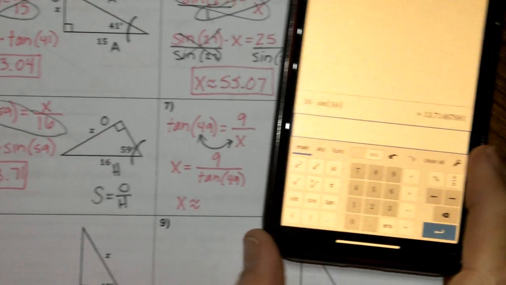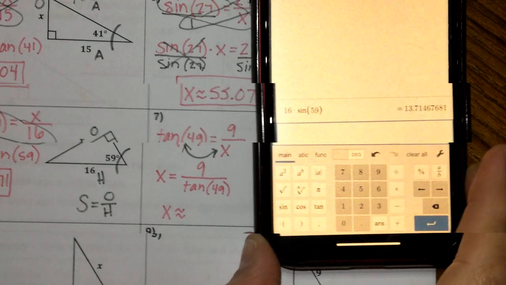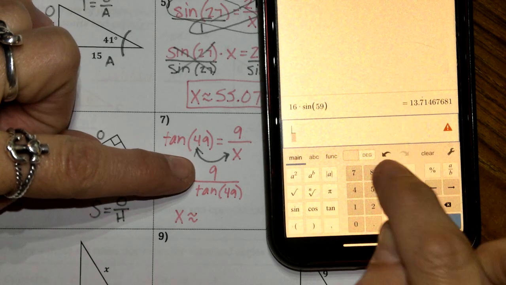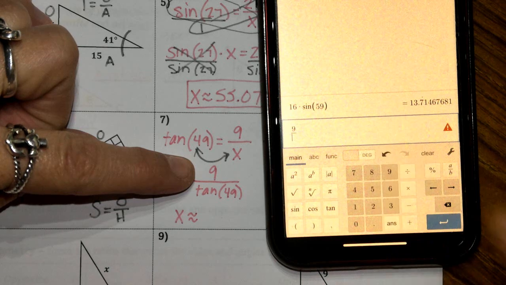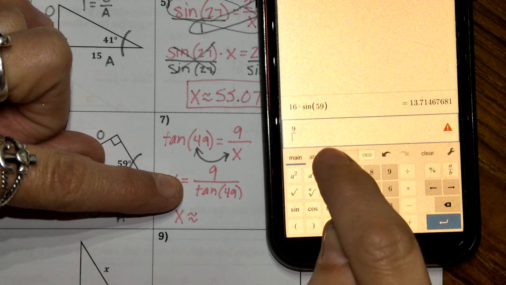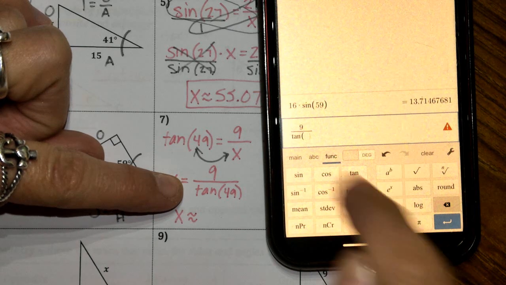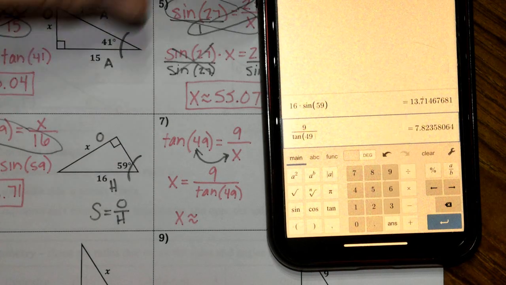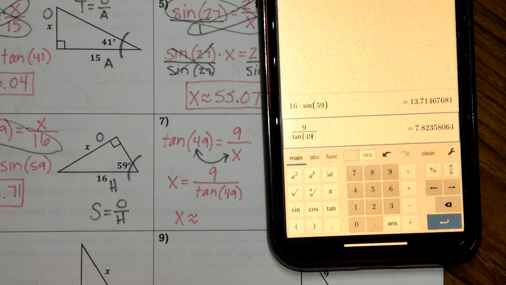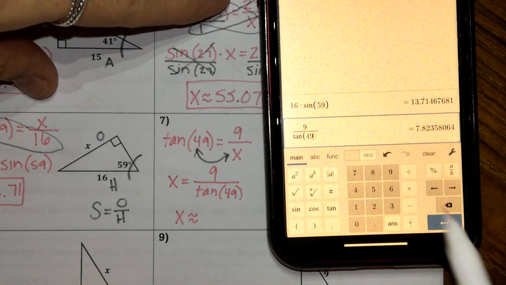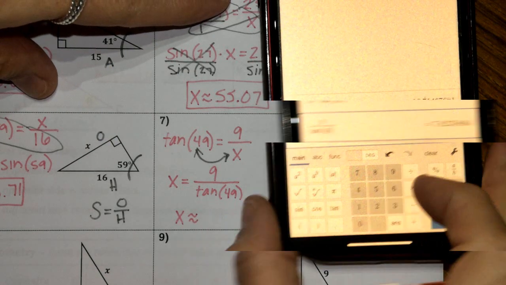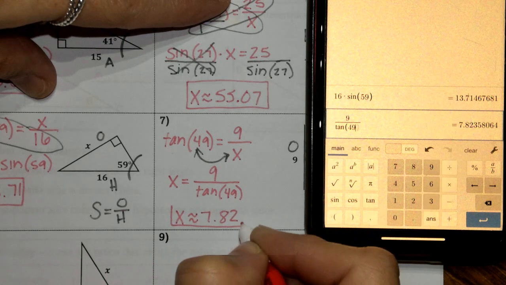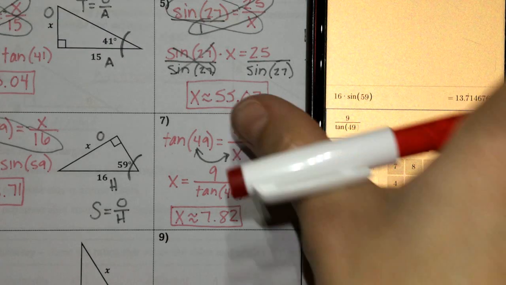We're going to want that fraction function again. So we're going to press that A over B. We have 9 in the top. We're going to tap down to the denominator. We're going to go to our function, tangent, back to main, type in 49, and there we have approximately 7.82 right here. I encourage you to try and do the other ones by yourself.